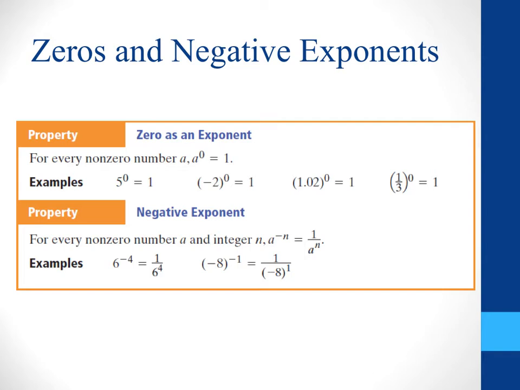of 0 equals 1. And if you look at the examples here, I have 5 to the power of 0 equals 1, negative 2 to the power of 0 equals 1, a decimal of 1.02 to the power of 0 will always equal 1. A fraction of 1/3 raised to the power of 0 equals 1. Any number that you raise to the power of 0 will always equal 1.